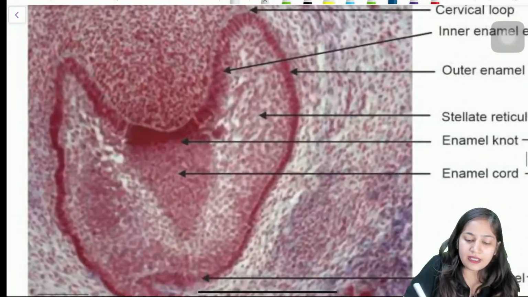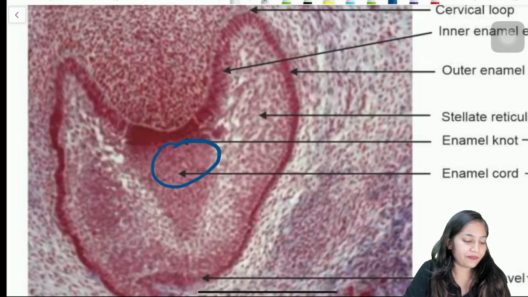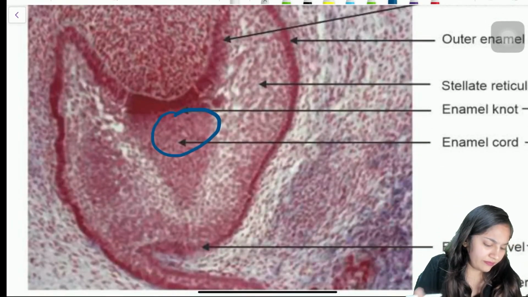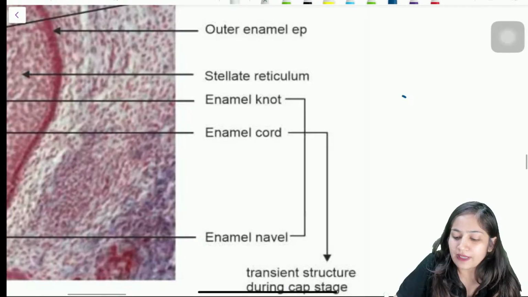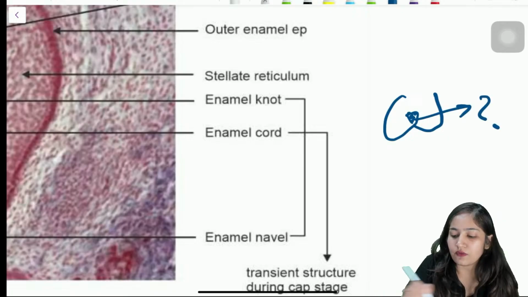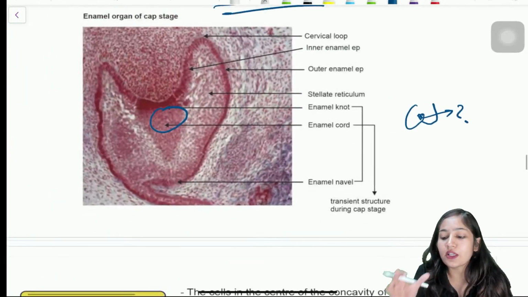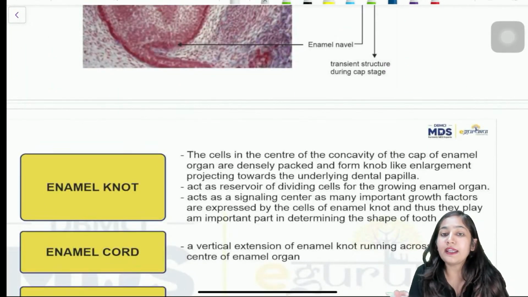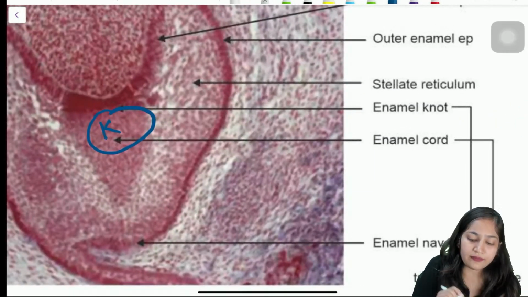Be thorough with the diagram. Here you can see cluster of cells present just next to the inner enamel epithelium. This is our enamel knot. So this was a recent question. This type of diagram was asked. This transient structure present in the cap stage is what? So this is mainly enamel knot. Enamel knot is mainly cluster of cells present near the concavity of the cap, projecting towards the dental papilla. This is our enamel knot.